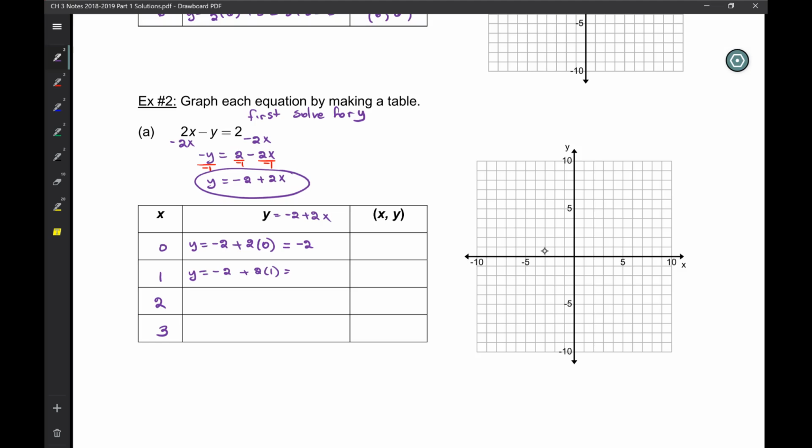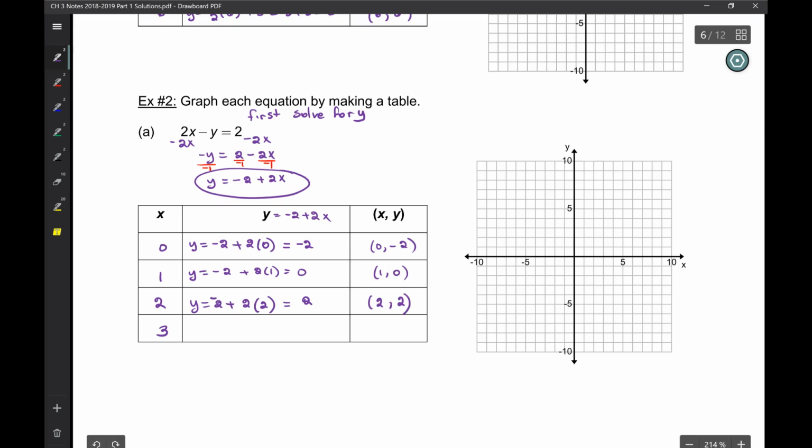Okay. Now let me finish this problem. Okay, so here I have 0 comma negative 2. Here it's 0, so it's 1 comma 0. Now here I'm going to plug in a 2. So y equals negative 2 plus 2 times 2. So that's 2. 2 comma 2.